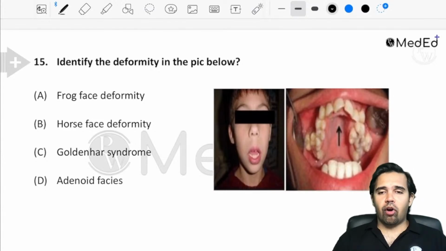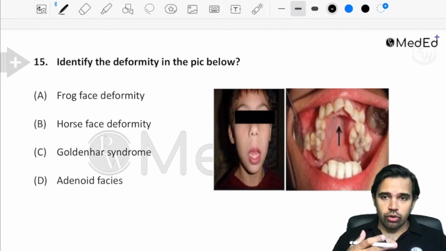Identify the deformity in the picture below. Okay, frog face deformity, horse face deformity, golden hair syndrome, and adenoid faces. This is characteristic of adenoid faces. Children have adenoids from the age of 5 or 6, and they are not having normal breathing because of this abnormal breathing.